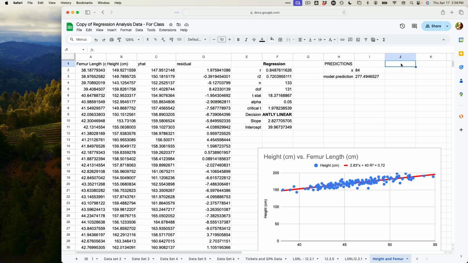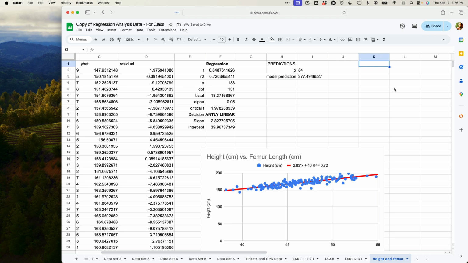Now, for interval calculations, I'm going to do interval quantities, or just intervals. Actually, let me move it one more column, for cleanliness. So these are the quantities that will help me for my interval calculations. My SSE, or sum of the square of the residuals. That's equal to the sum of the squares of the residuals.